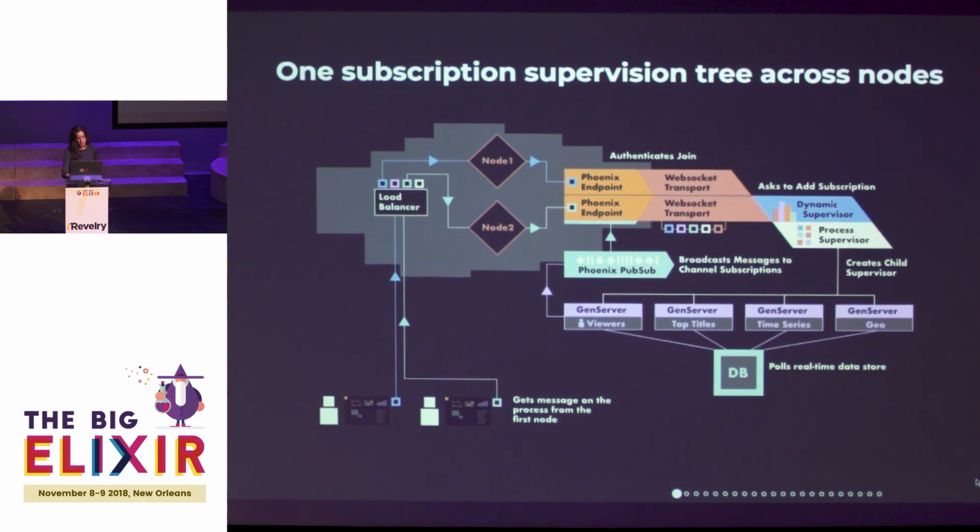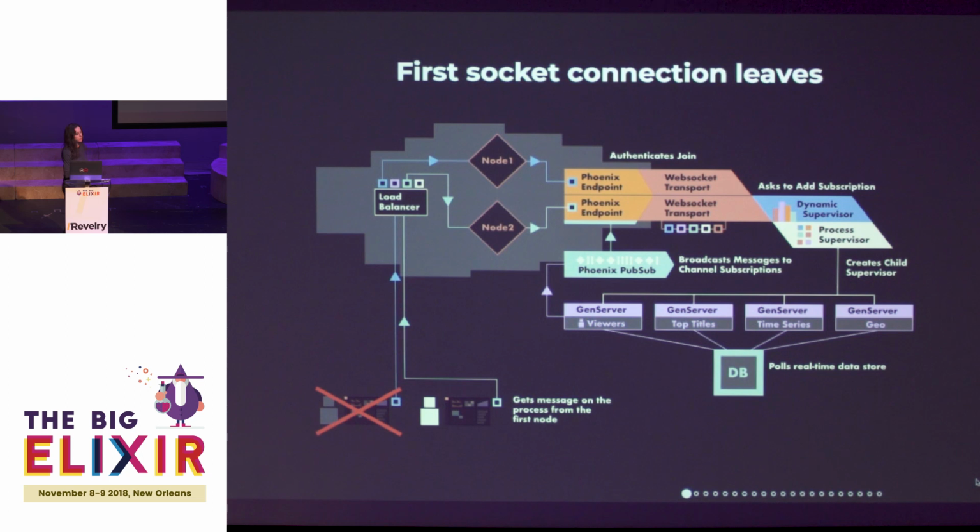Things are working great. But what happens when that first user leaves the channel topic? Nothing. Everything's still working fine. That second user is still receiving messages, even though they're not on the same node.